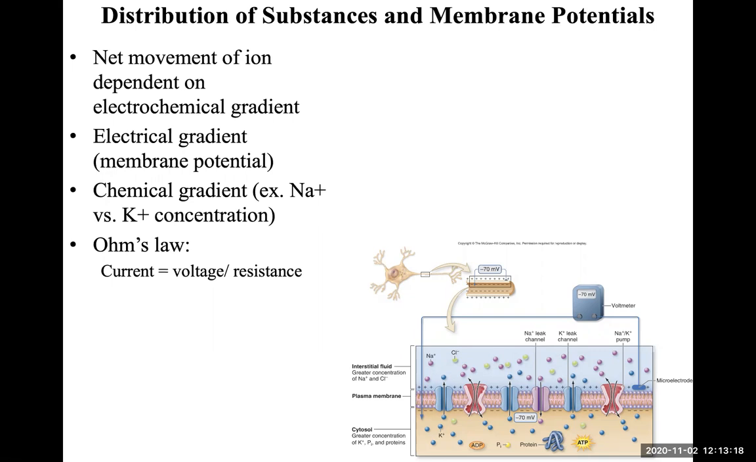And then Ohm's law. If you've taken physics, you're probably familiar with Ohm's law, which says that current is proportional or equal to voltage divided by resistance. So what this tells you is that the greater the voltage gradient, the faster the current, and the current has to do with the movement of electrons. How that translates to this material is that the greater the gradient, so the more negative the resting potential, when those gates are open, the faster the ions will move down their concentration gradient.